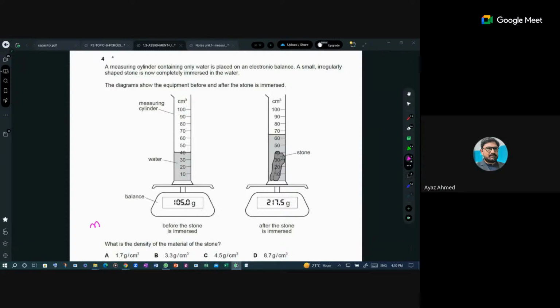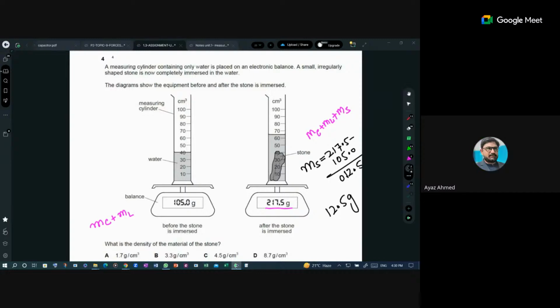This is the mass of cylinder plus mass of liquid. This is actually mass of cylinder plus mass of liquid plus mass of stone. So if I want to calculate the mass of the stone from here, how do I do that? Mass of the stone is 217.5 minus 105.0. So what will be the mass I get?